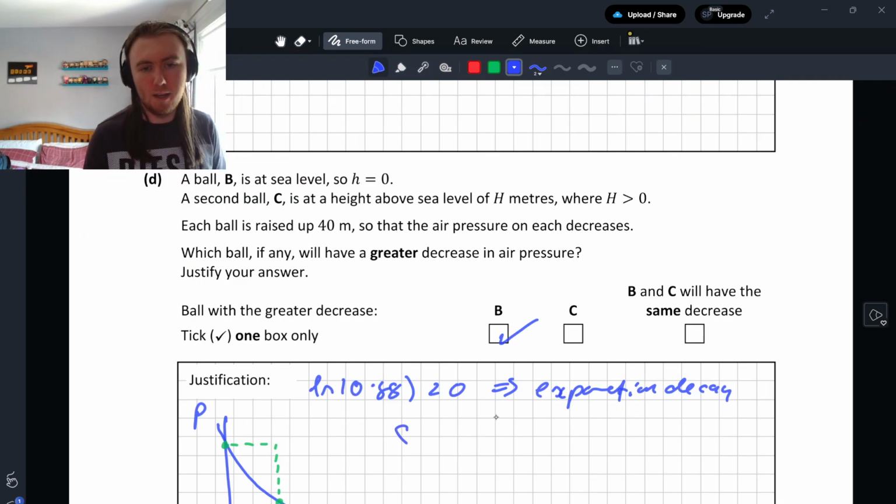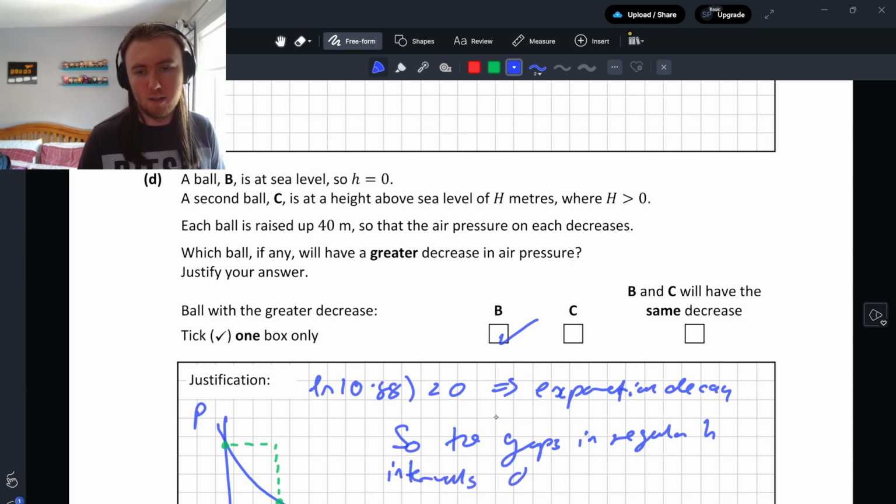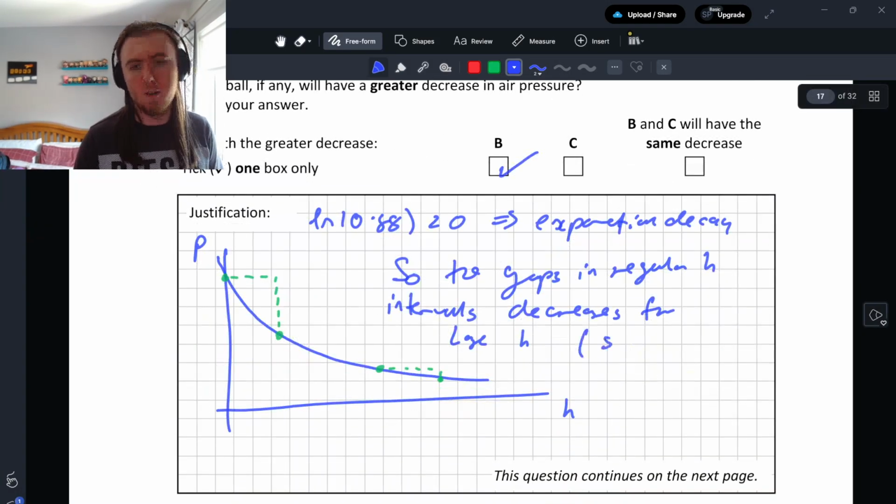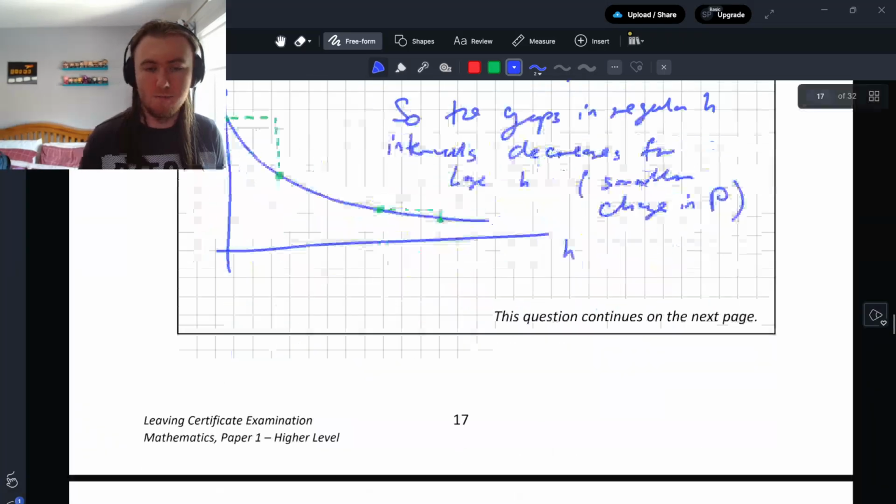So we have an exponential decay, so the gaps in regular h intervals decrease for large h, which is a smaller change in the pressure P.